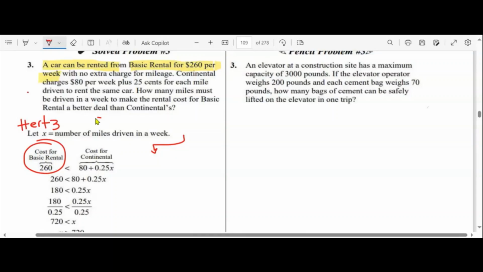Now, what's the other company? Enterprise. Enterprise, right? How much do they rent it? 80 per week. Plus what? 25 cents per what? Each mile. Continue reading, please.